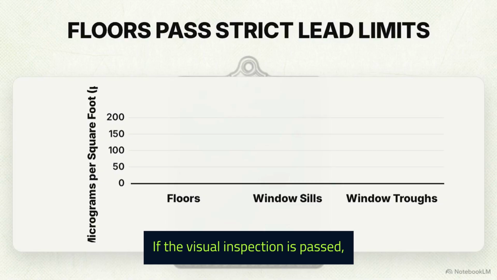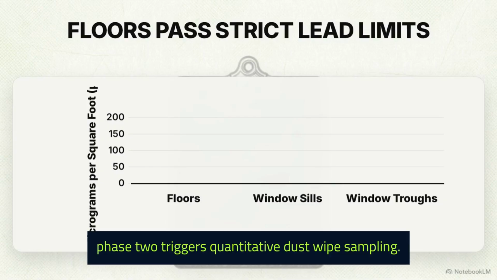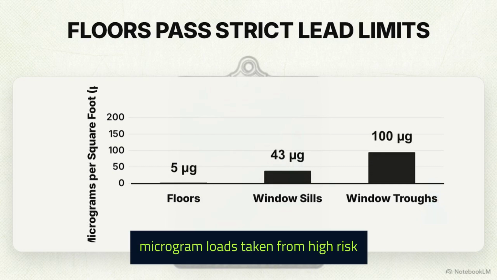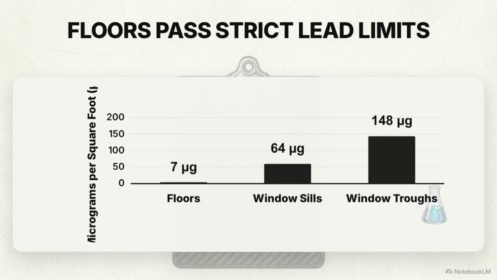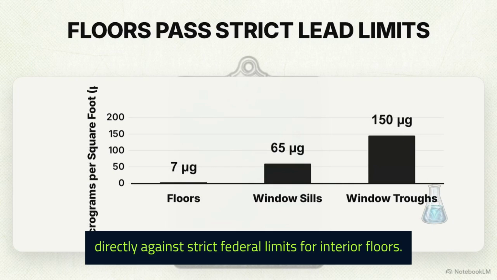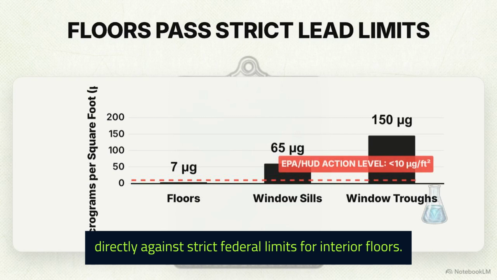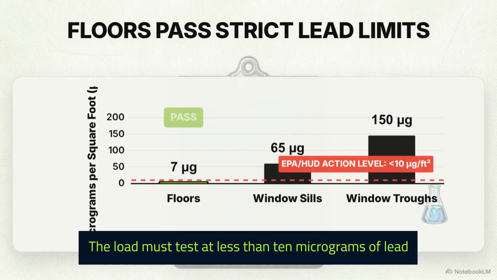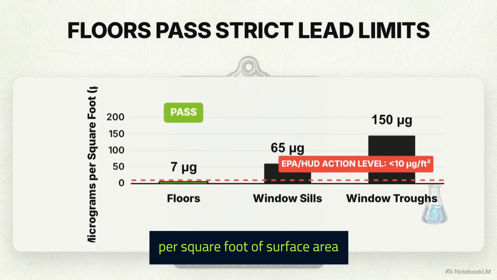If the visual inspection is passed, Phase 2 triggers quantitative dust wipe sampling. This chart maps the collected microgram loads taken from high-risk surfaces, like floors and windowsills, directly against strict federal limits. For interior floors, the EPA and HUD action level is highly restrictive. The load must test at less than 10 micrograms of lead per square foot of surface area.